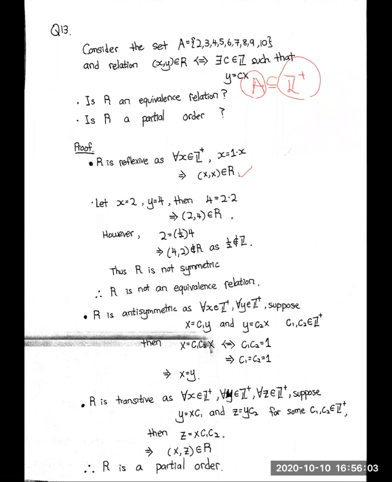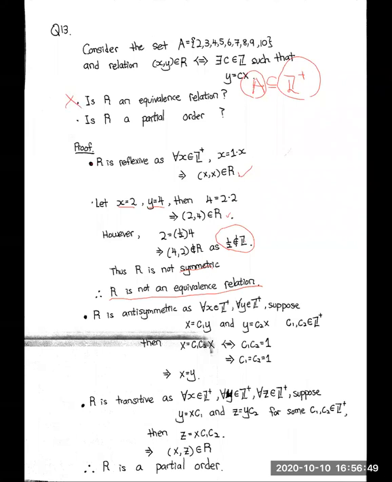Okay, for the second one, if we let x equal 2 and y equal 4, then I know that 4 equals 2 times 2. This implies that (2, 4) is an element in R. However, because we want to prove symmetric, I want (4, 2) to be in R as well. But in this case, we will have 2 equals half times 4, and half is not an integer. Therefore, R is not symmetric. Since R is not symmetric, we can immediately conclude that R is not an equivalence relation. So, no.